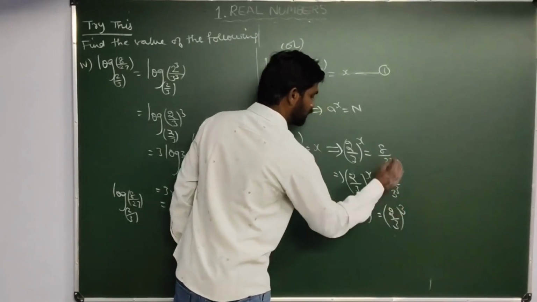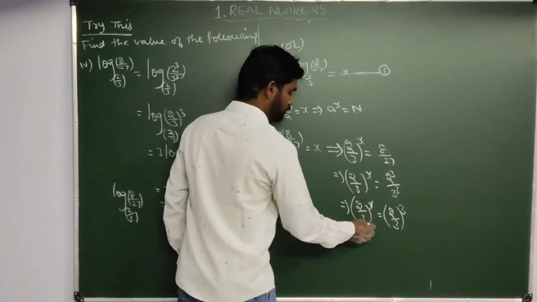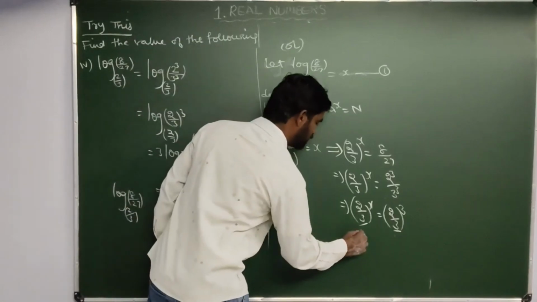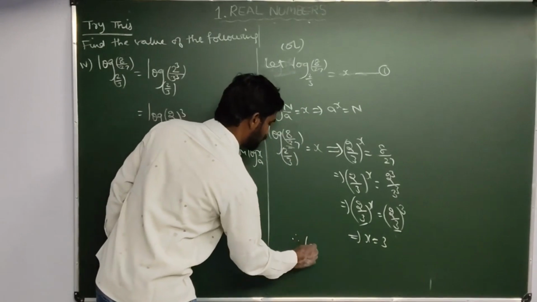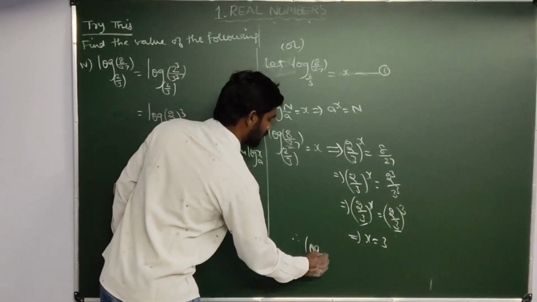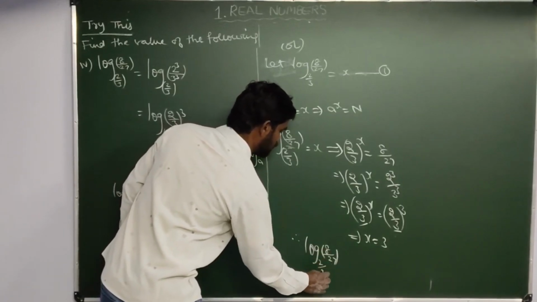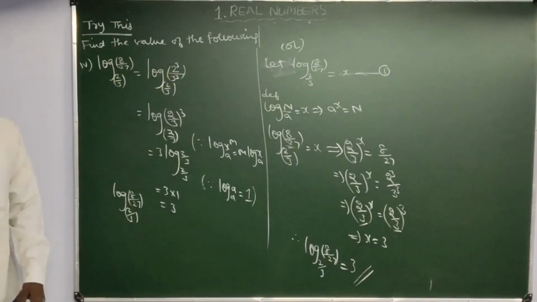Both powers are same, no? We can write that as whole power 3. So here the bases are same. So if the bases are same, their powers must be equal. So x is equal to 3. Therefore we can write log 8 by 27 base 2 by 3. X value, what is X value? 3. That is the answer.